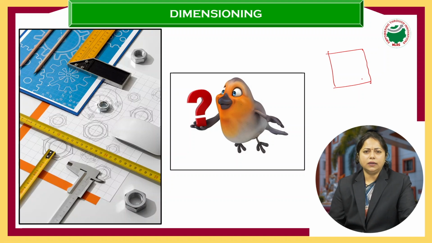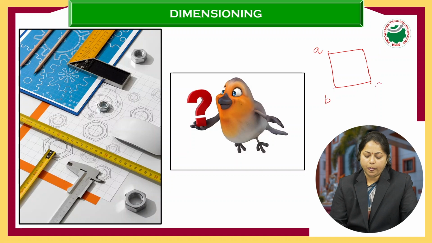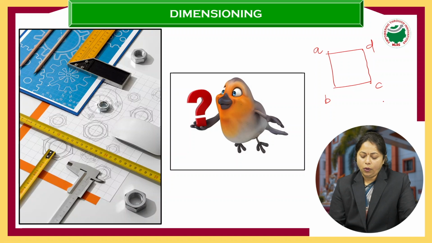Now, let me draw something here. Everybody knows that this is a polygon of 4 sides. All sides are equal. So the title can be given as a square. Let us give some name to it. I call it square A, B, C, D. This is lettering, giving a name to a drawing, or I write it as square. This I can call lettering.